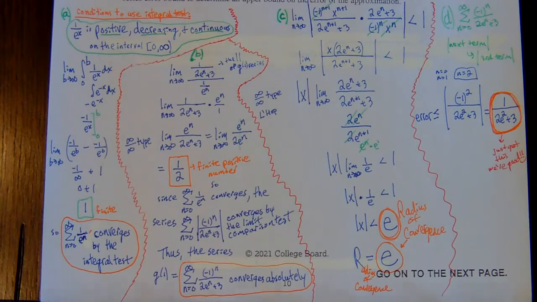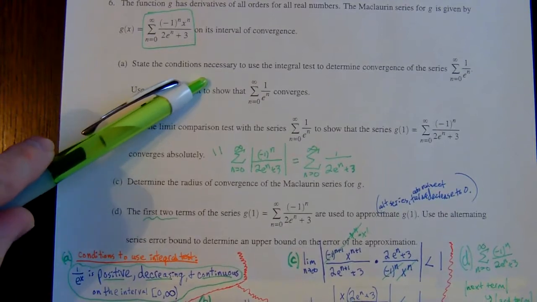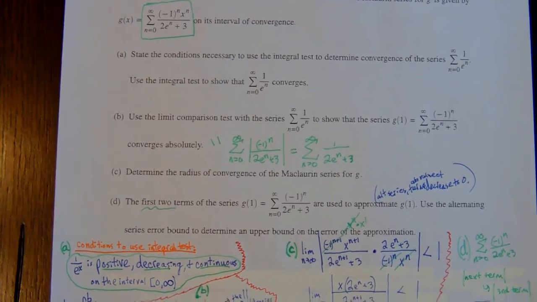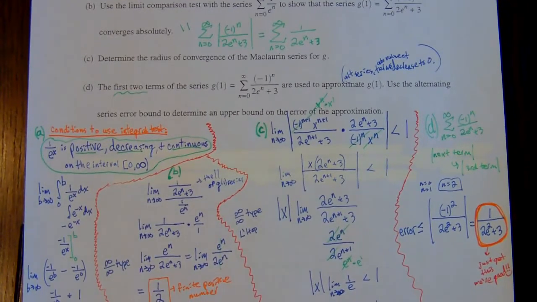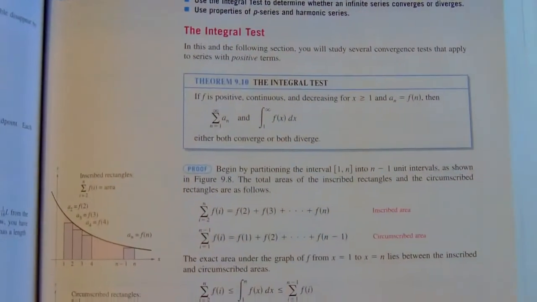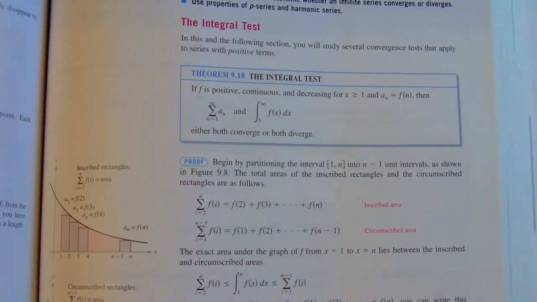The very first part says we have this Maclaurin series. It gives us this nice power series. And then it says to state the conditions necessary for the integral test to determine if this series converges or diverges. Now, we didn't spend so much time on the integral test, but you might want to read through your series tests, the converge and diverge section, in the actual book.